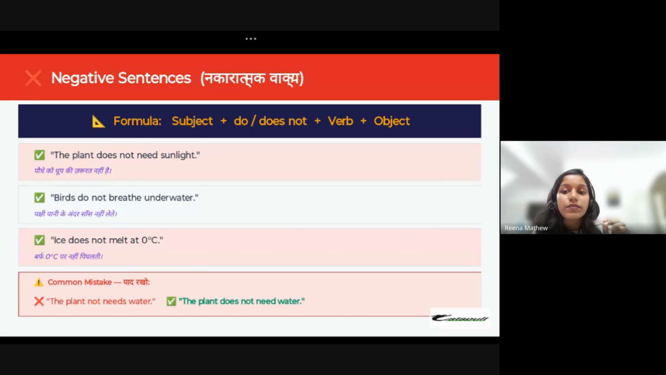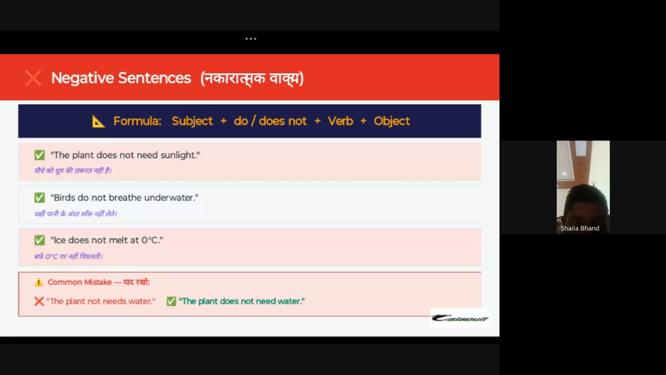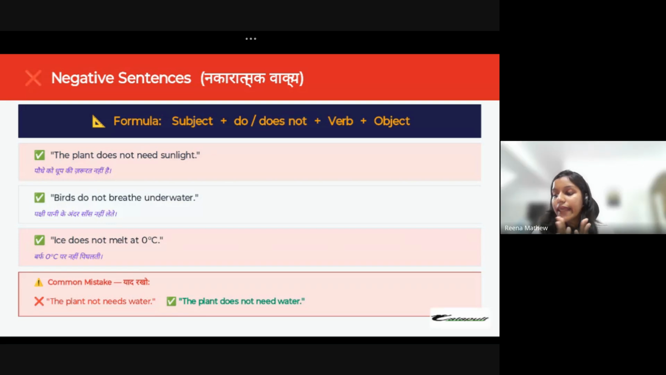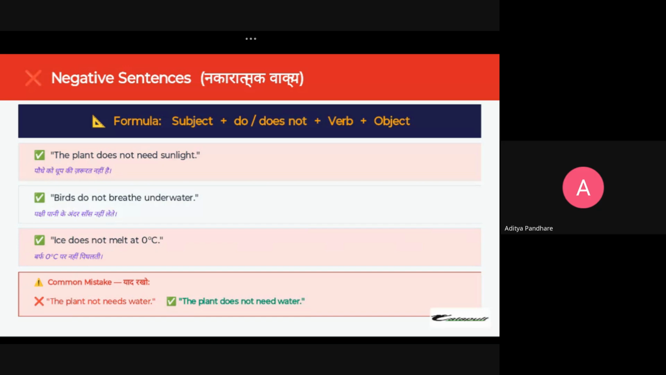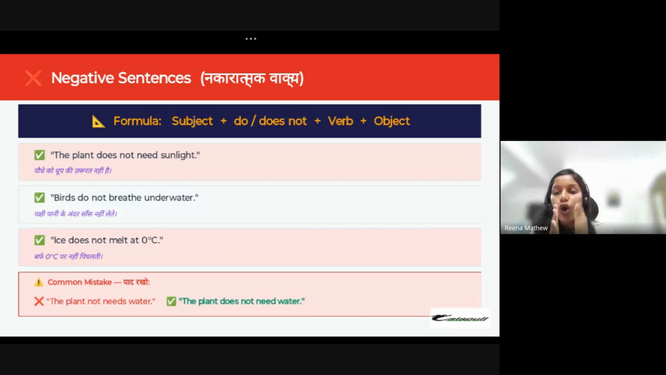So you have a subject. After the subject, add do or does not, and then you add the verb. You club it together and say doesn't, you contract it. Subject, verb and object was the previous formula we learned. So to negate it, add do or does not before the verb.